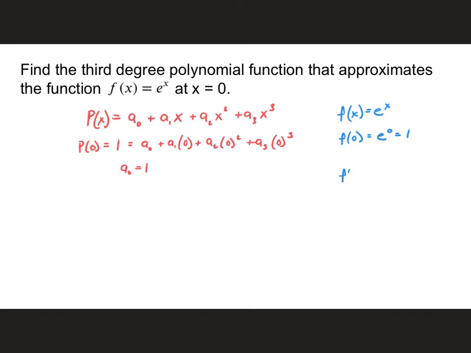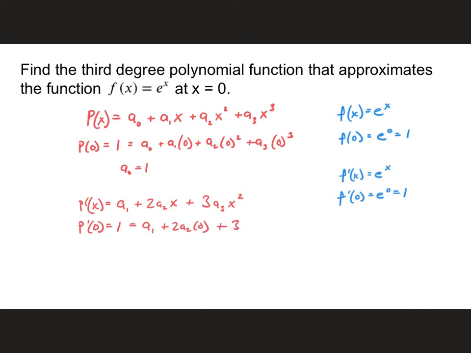Okay, let's make sure the first derivatives match. The derivative of e to the x is e to the x. So f prime of 0 is equal to e to the 0, which is 1. Let's look at what p prime of x is equal to. That would be a sub 1 plus 2a sub 2 x plus 3a sub 3 x to the second power. And when I plug in 0, I want that to equal 1. That's a sub 1 plus 2a sub 2 times 0 plus 3a sub 3 times 0 squared. So I get that a sub 1 is also equal to 1.